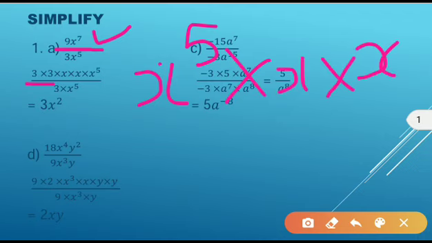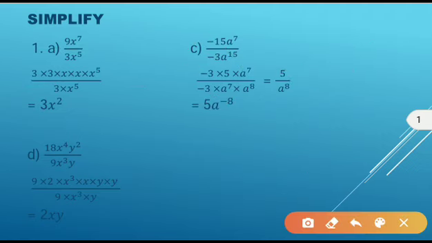Why am I writing x to the power 5? Because if I convert this x to the power 7 as x to the power 5, numerator and denominator will cancel. It is up to you how you expand the algebraic expression. But if the same algebraic expression you are having in the denominator, expand in that manner that the numerator and denominator can be cancelled.